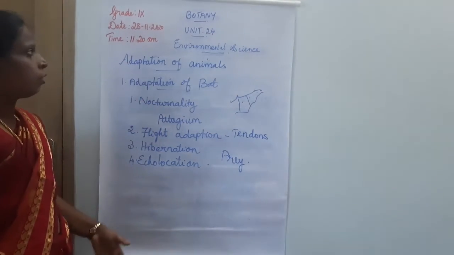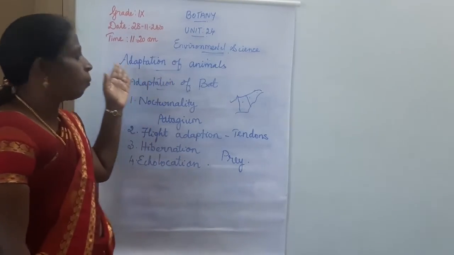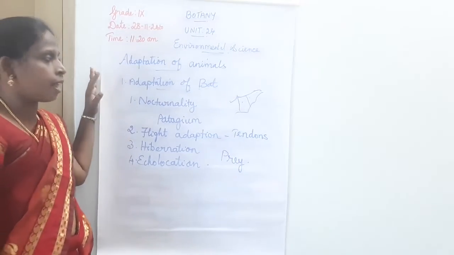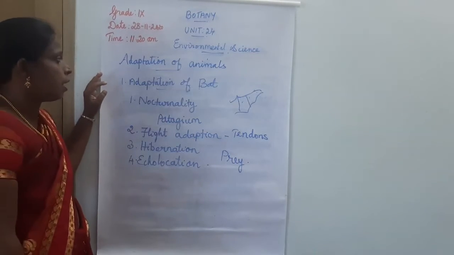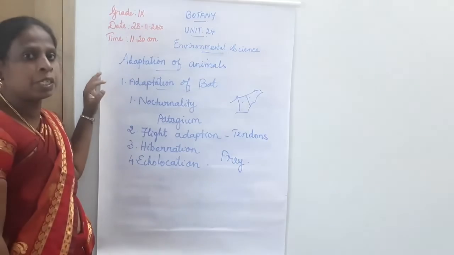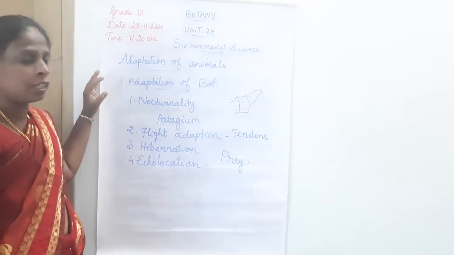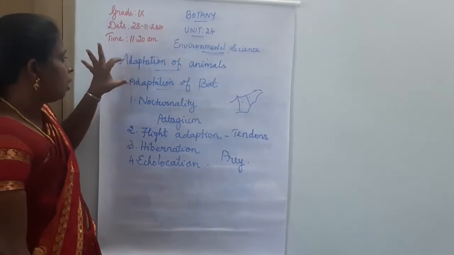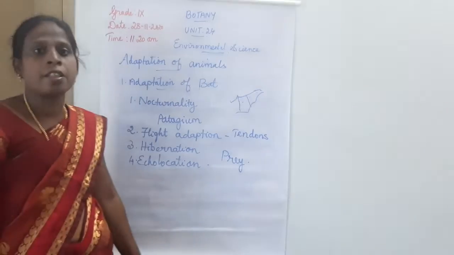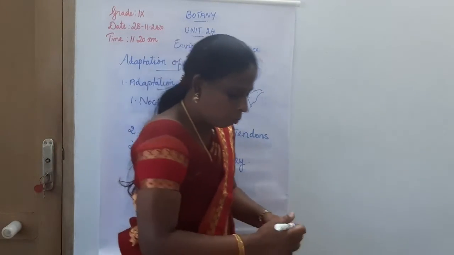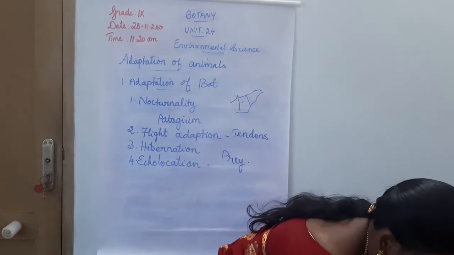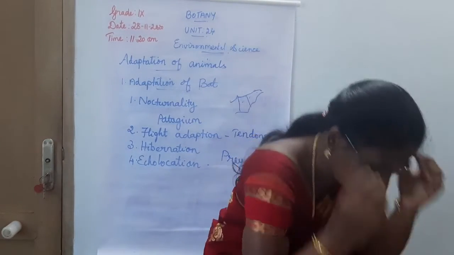Today we learned about the adaptation of plants as well as adaptation of animals. In adaptation of animals, there are two types: adaptation of bat and adaptation of earthworm. Today we learned about adaptation of bat. Next class we will learn about adaptation of earthworm. Okay students, now you can take the textbook and mark the questions.